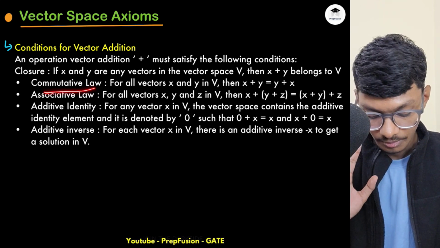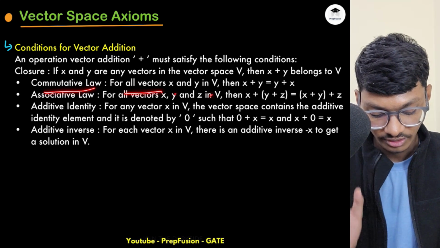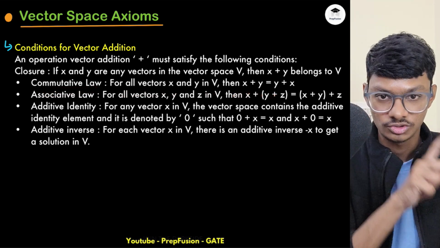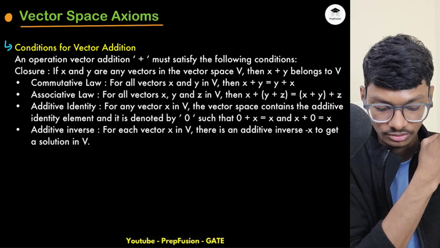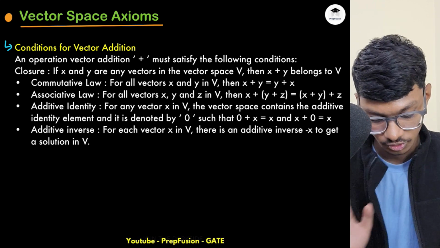Okay, so the commutative law: for all vectors x and y in V, x plus y should be equal to y plus x. So if I have two vectors inside the vector space, then x plus y should be the same as y plus x. Those two should be the same.